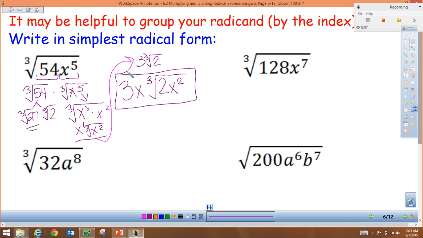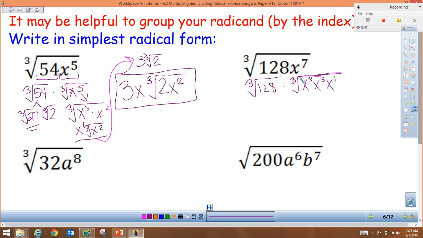So let's move on to the next one here. We're going to take the numbers separate from the letters, remember. So the cubed root of 128 times the cubed root of, let's split up that x to the 7th right away. We know that x cubed can go in there. How many times can we take an x cubed out of x to the 7th? Twice. 2 x cubed and an x to the 1st.